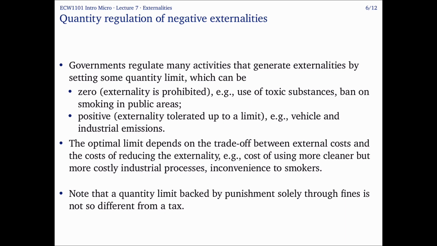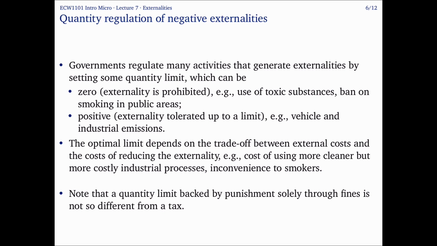There are two levels at which you can set the quantity, like we continue with the analysis on negative externalities. And they are, in some sense, fundamentally different. One is 0. Some activity, some externality, the government regulates it so that the allowed quantity is 0. That is, in principle, none of it should occur. And this is quite common. This is basically outlawing something, disallowing something.